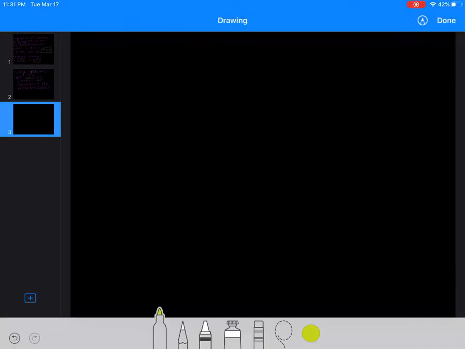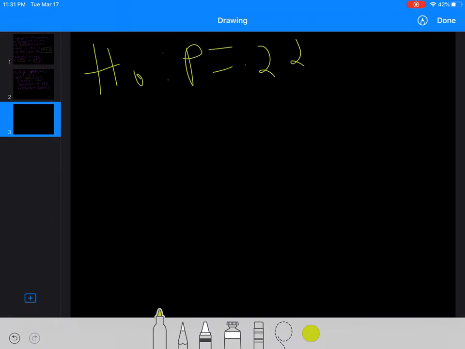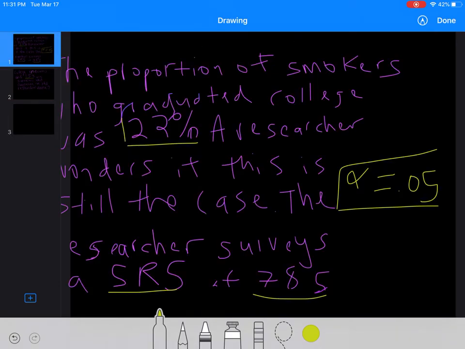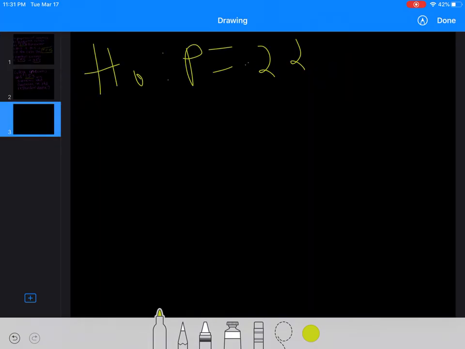So let's check a null hypothesis here. The null hypothesis again is our status quo. So that's p equals 0.22, because that's the given value from the problem. The alternative, for this example, we're not sure if it's one-sided or two-sided because there's no clear designation, so we can just do not equal to. So the p is not equal to 0.22.